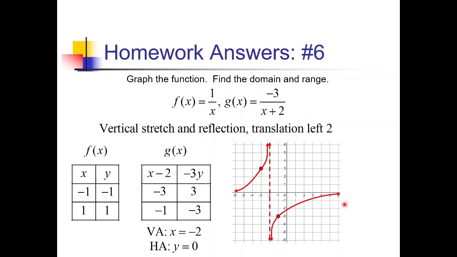For the domain, that's going to match my vertical asymptote, so x not equals -2. And range, then, we're going to match the horizontal asymptote of y not equal to 0.